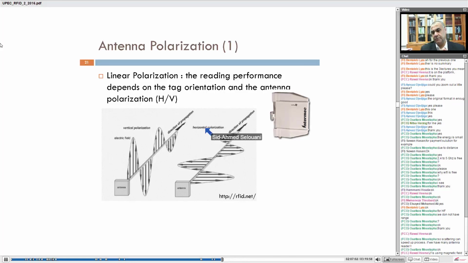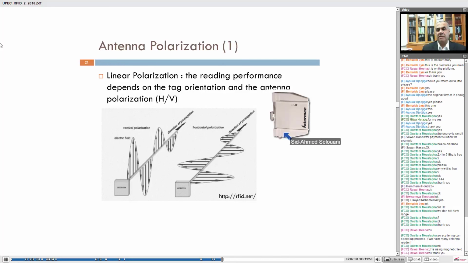Okay, the polarization. Yes, magnetic field, yes. Low frequency, because it is using inductive coupling, it uses the magnetic field.